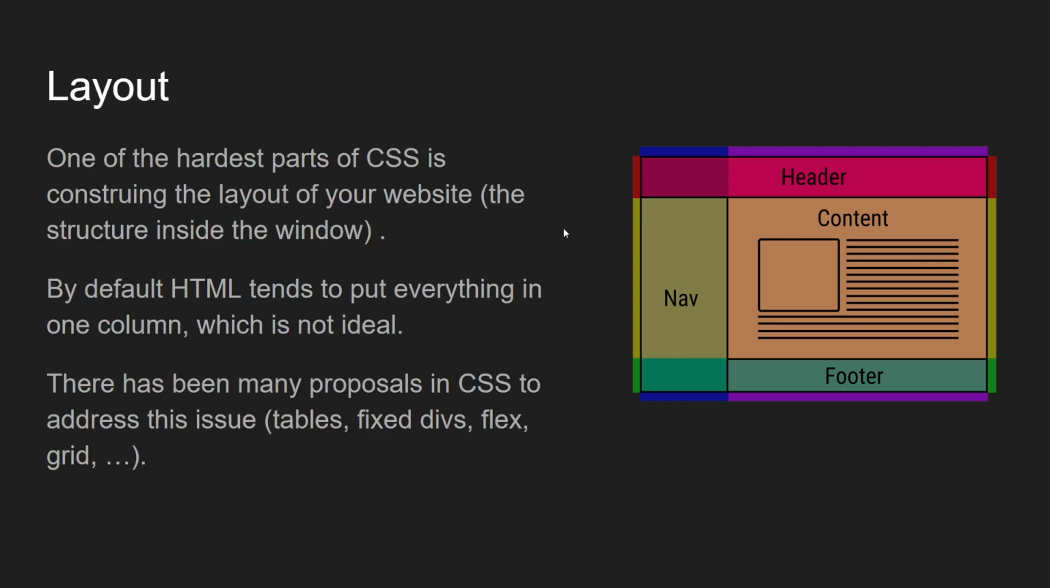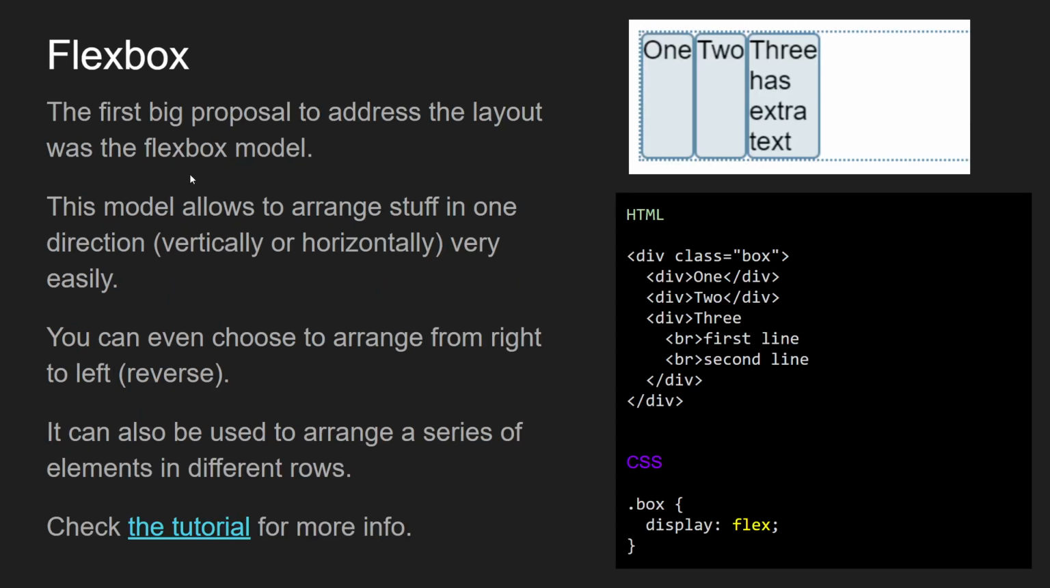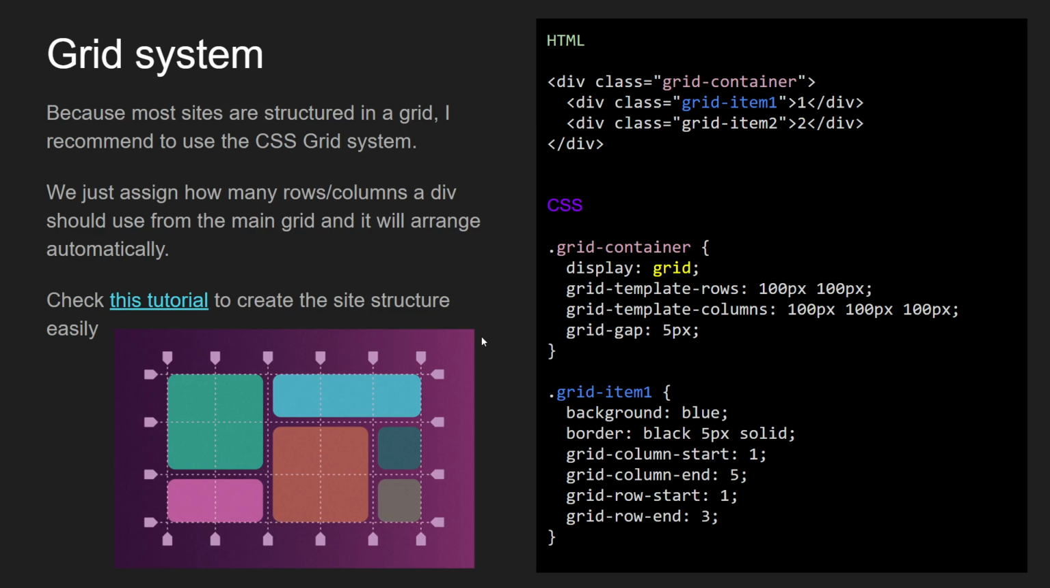And finally, obviously the layout, we have the header, navigation, where like the certain sections in a website, footer, and finally obviously the content. Flexbox is the first big proposal to address the layout, and this model allows to arrange stuff in one direction vertically or horizontally. The grid system, this is used by most sites and is a structured grid, and I recommend to use the CSS grid system because honestly it's just really easy and it allows for much more freedom for web designing.